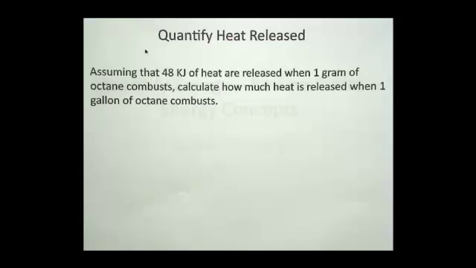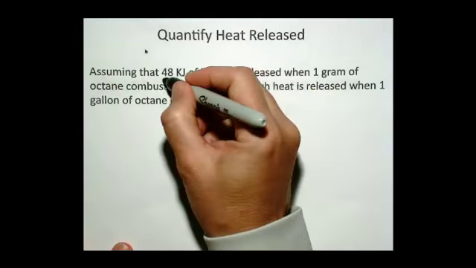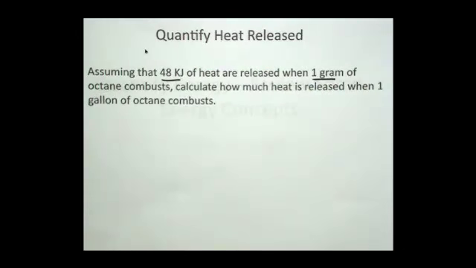So for example, if you assume that 48 kilojoules of heat are released when 1 gram of octane combusts, you can calculate how much heat is released when 1 gallon of octane combusts. Okay, so the information that we know about octane is that it gives off energy. 48 kilojoules of heat energy is released when 1 gram of octane combusts. All right, that's a known quantity about octane.